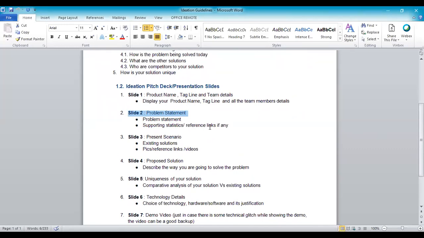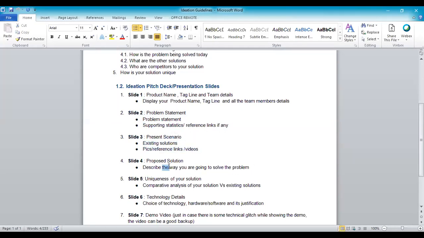The idea is that you represent the problem statement in one slide, but in some cases, if you have some very powerful image, you can always use 2 slides instead of 1 slide. No one stops you from doing that, but as far as possible, keep it a short and crisp presentation. So the problem statement and the statistics, references, all that can come in 1 slide. The present scenario talks about the existing solutions, again with some reference links. If there is some video, if there's some photograph, whatever it is, all of that you can share.